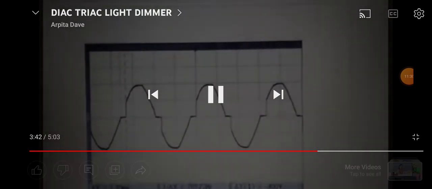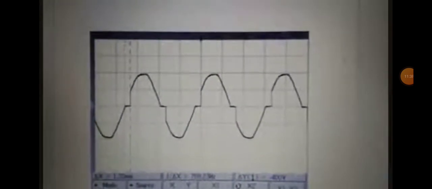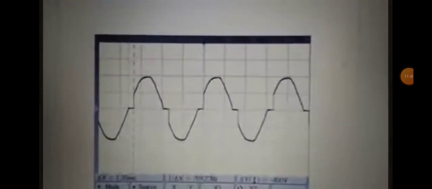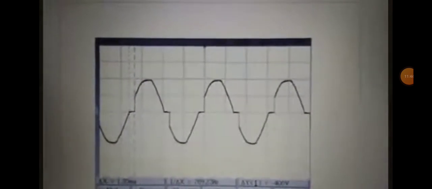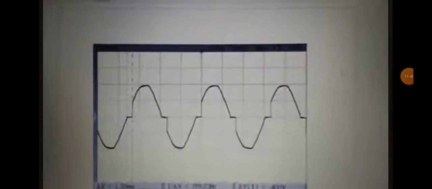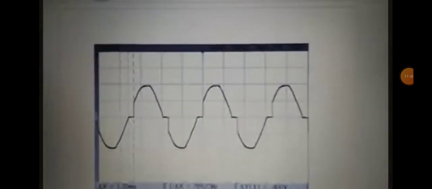Now on the basis of our experiment, we'll see the graphs which we obtained on the CRO at different values of firing angle. The diagram which we see here is the graph with the minimum value of firing angle. We can see in this graph that our triac is on for the maximum amount of time and the off time of the triac is less.